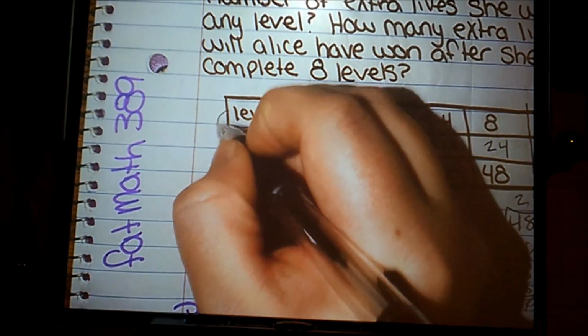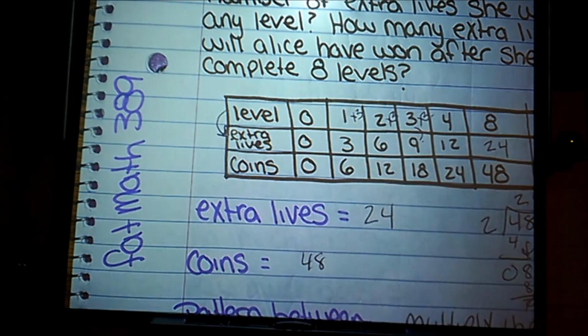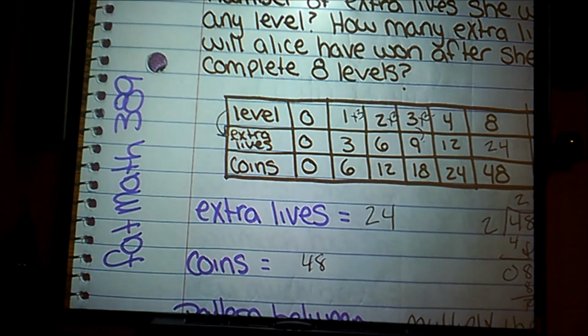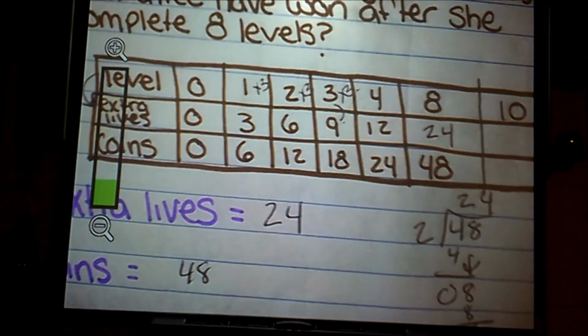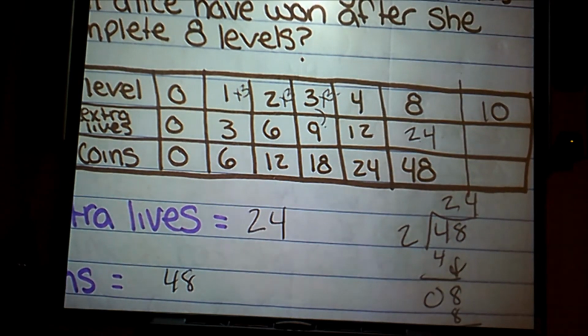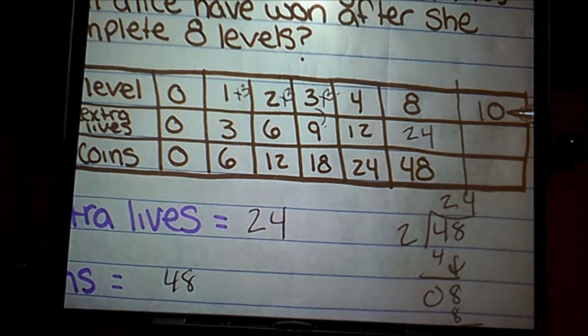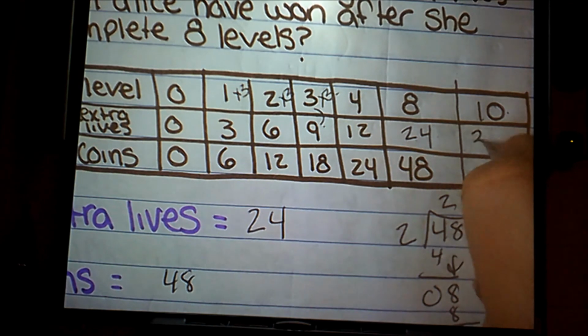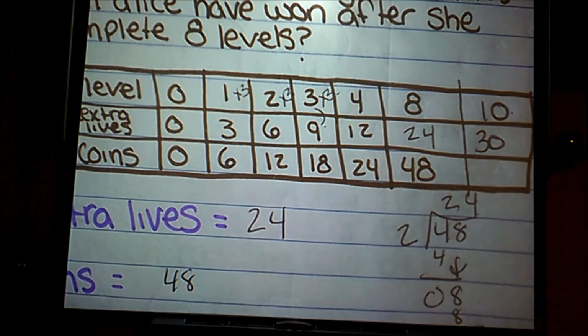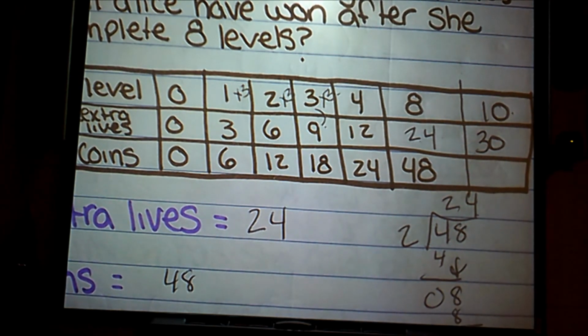So to go from my levels to my extra lives, I have to take the number of levels and multiply it by 3. So for my 10th level, I multiply 10, number of levels, times 3. And that gives me my number of extra lives.